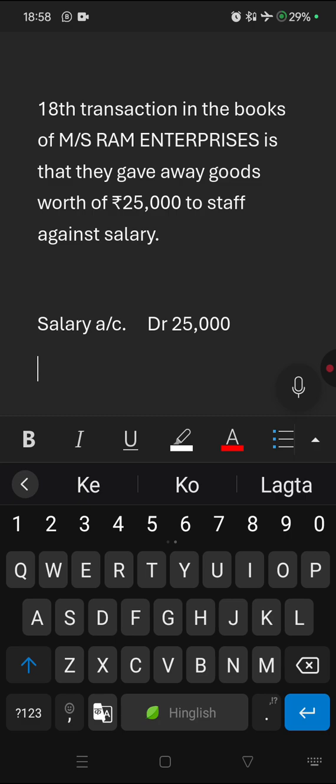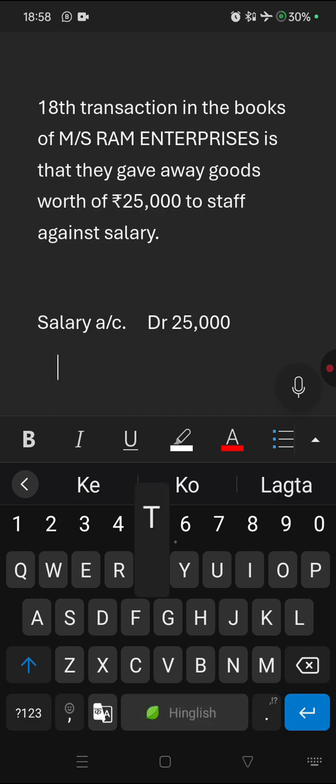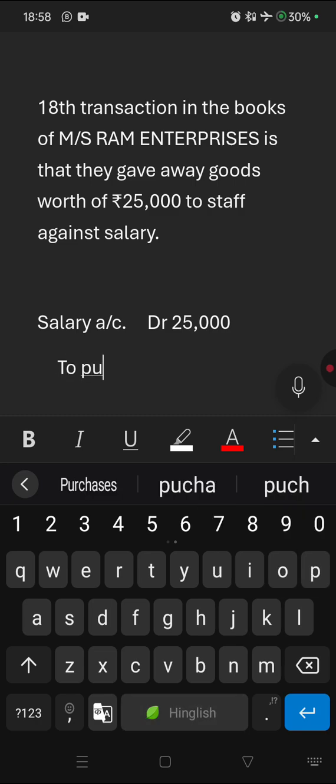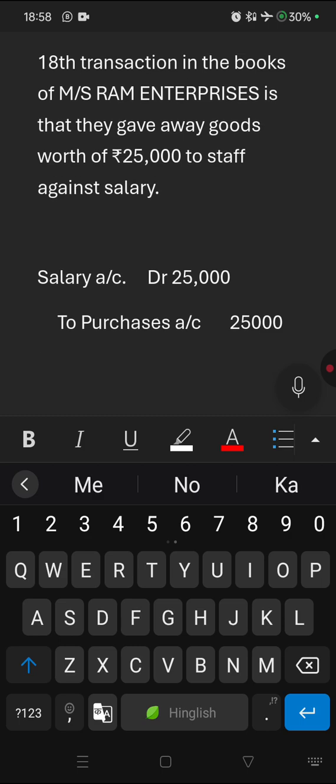Now which account shall be credited? Purchases account, because it is goods that are given as salary. If cash was given, cash account. If a check is given, bank account. But here goods are given. Whenever goods are given as salary, it will be purchases account, and purchase account is decreasing. So to purchases account, credited 25,000. Narration will be: being goods given as salary to the employees.